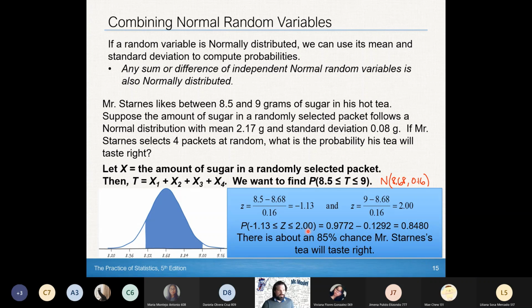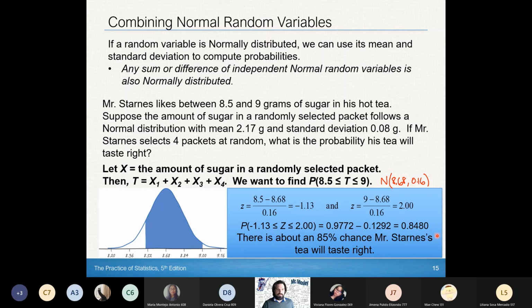Using table A, we find 2 on table A, and we get 0.9772 as a probability, or the proportion under the curve to the left of 2. And then we get 0.1292 as the portion under the curve to the left of negative 1.13. So to get this probability, we subtract this one from that one, and we get 0.8480. Meaning there's about an 85% chance that Mr. Sorensen's tea will taste right based on this normal distribution.